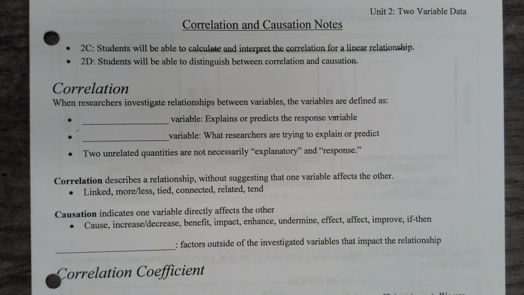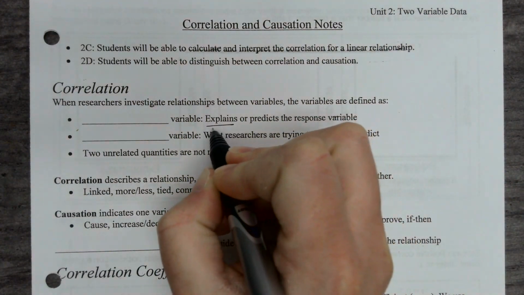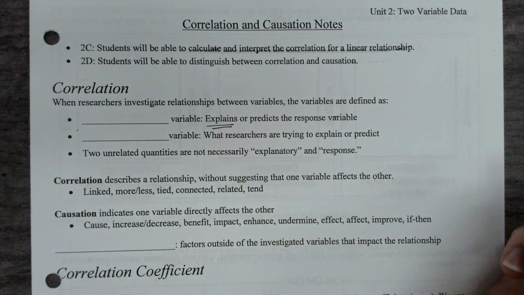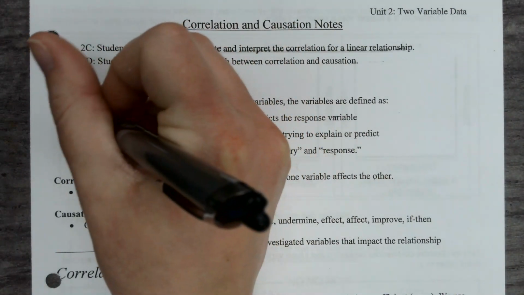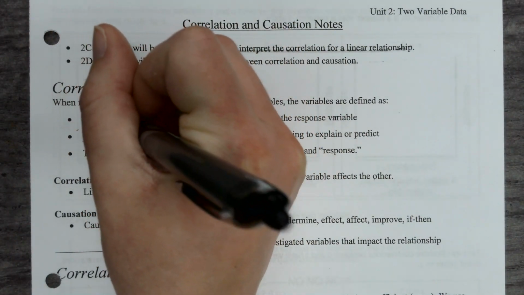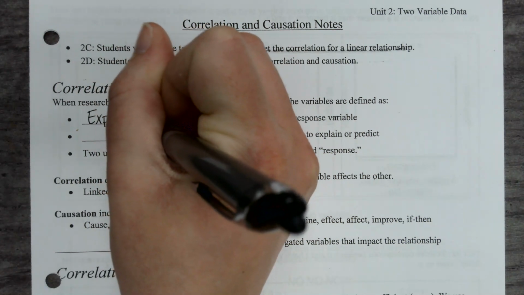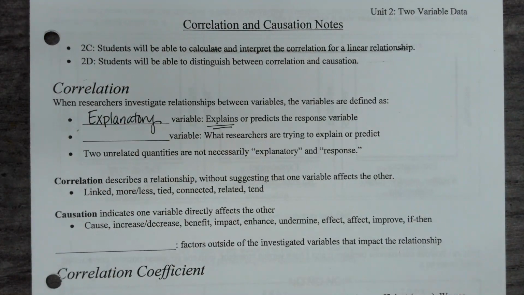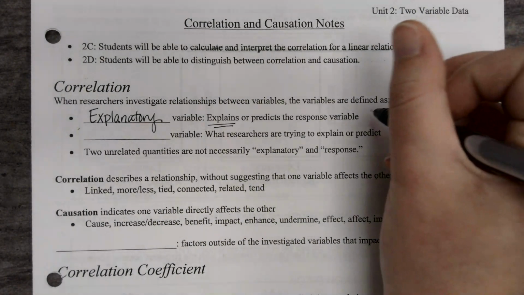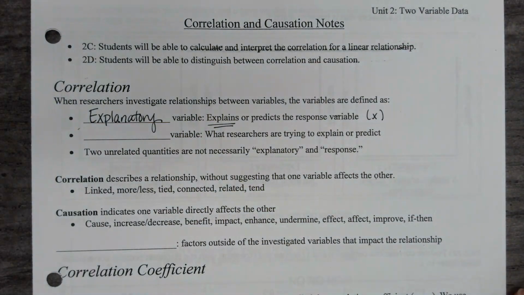And we have our two variables that we already defined earlier in our section, which were the explanatory and the response variable. So the explanatory variable is the one that explains or predicts the response variable. Remember, explanatory, usually your X variable.